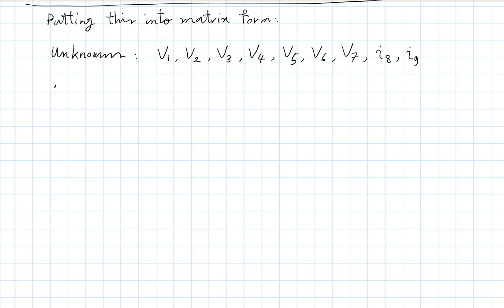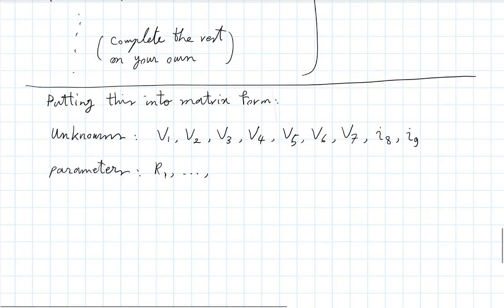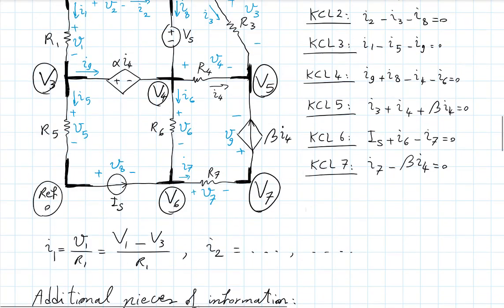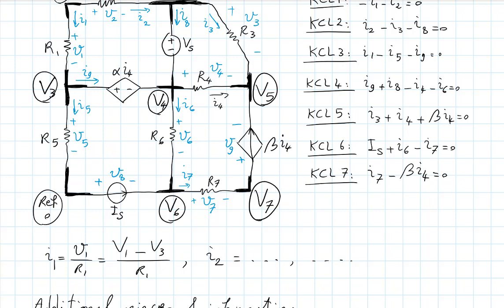Then there are knowns or parameters of the problem. And that was R1 through, down here, R7, but also VS, IS, alpha, and beta. Okay?